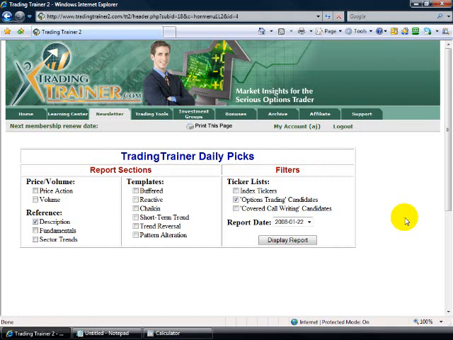What we're going to do here is run our Trading Trainer Daily Picks Report Generation tool, create for ourselves a pick list, see if there is a candidate that deserves to be on our hot list when we do a full analysis on it. If there is, then of course we're going to go ahead and pre-select options as well as craft our follow-through rules to catch that.